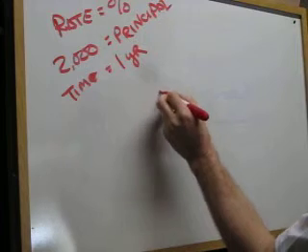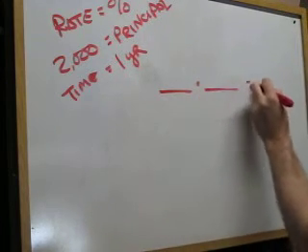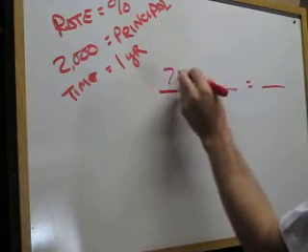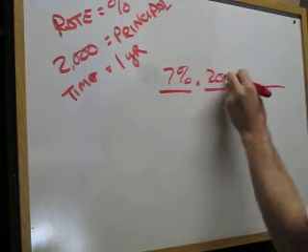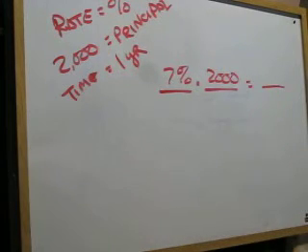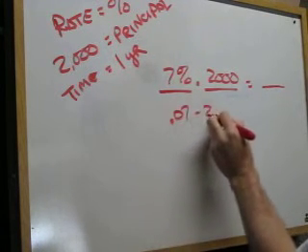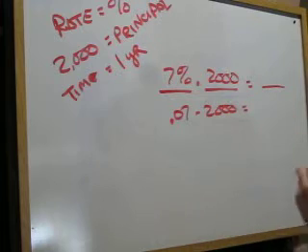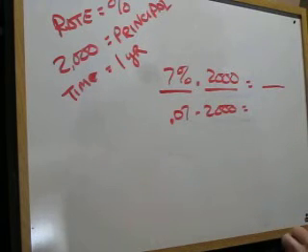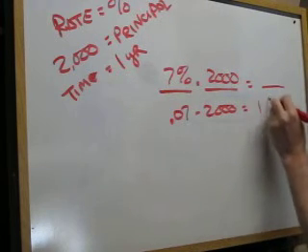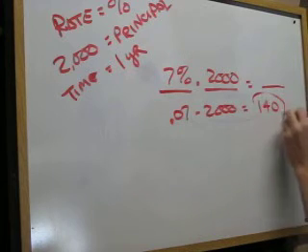So what we're going to do, let's just go ahead and draw this again. We've got 7%, $2,000 we're putting in there, and we want to know how much we have at the end of the year. So we change this to 0.07 times 2,000, and that tells us how much we're going to be making in interest over that year. We're going to be making $140.